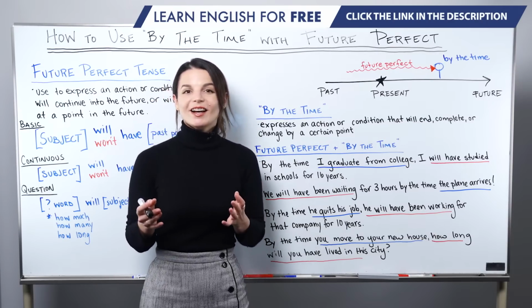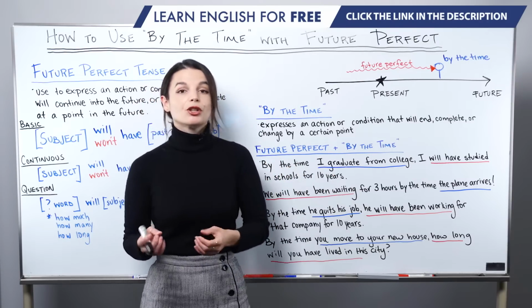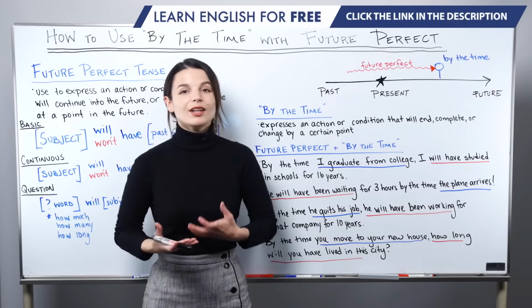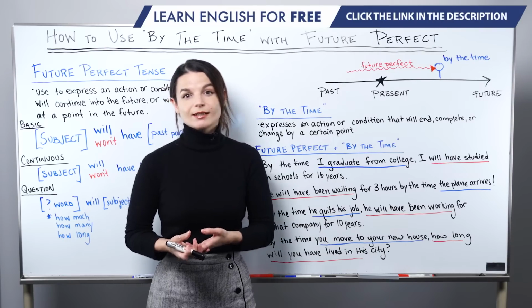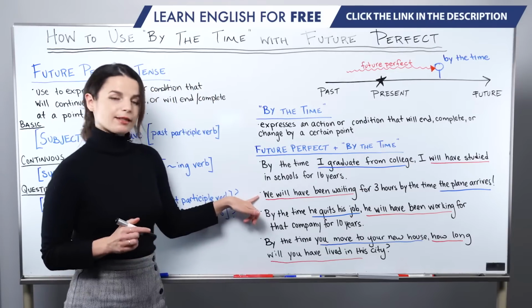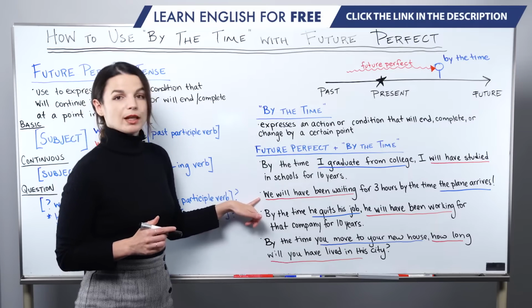So by the time and when can sometimes be used in the same position to create grammatically correct sentences. However, it can change the feeling of the sentence. So let's look at an example. I'll show you what I mean. Let's look at this second example sentence here. We will have been waiting for 3 hours by the time the plane arrives.